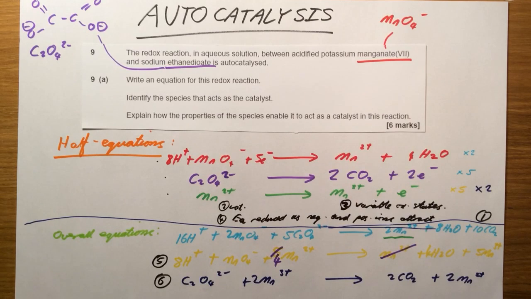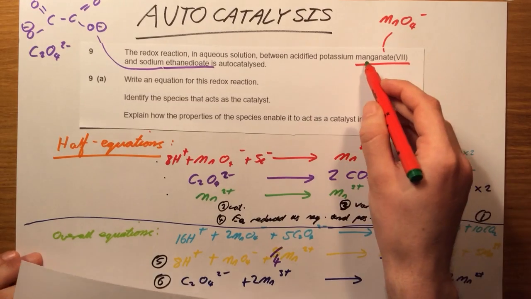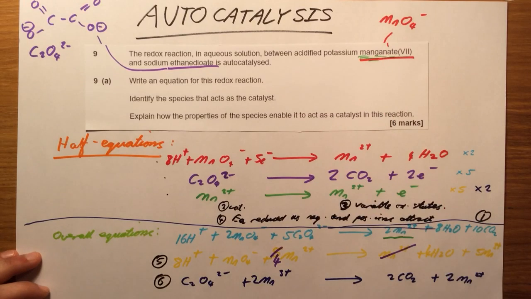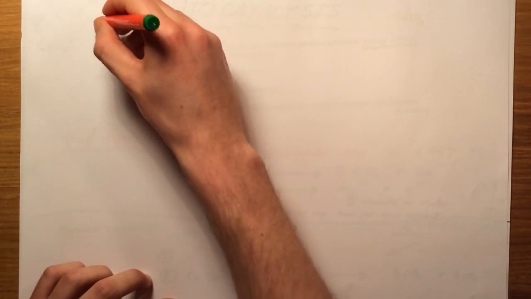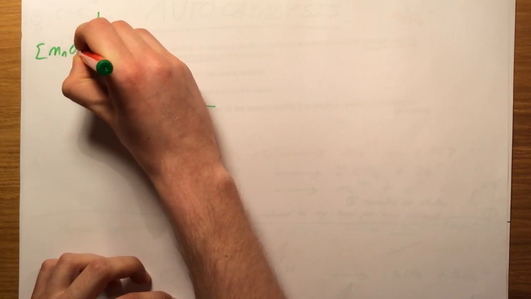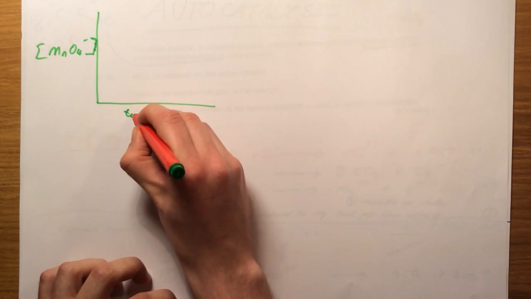The final part of this question asks you to draw a graph. And what it asks you to do is to show the concentration of potassium manganate as this reaction progresses. And so from our overall equation, we are using up manganate 7 as the reaction progresses. So you could draw your graph to look something like this. So it's concentration of MnO4- on the y-axis, and then on the x-axis will be progress or time, whatever you want it to be.